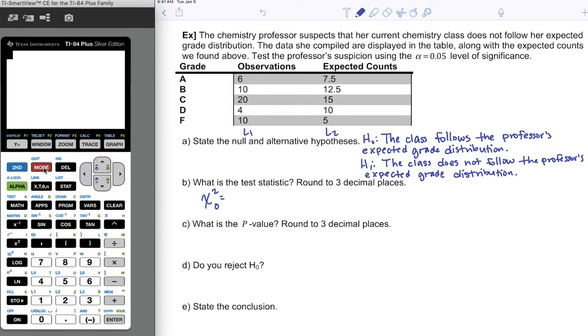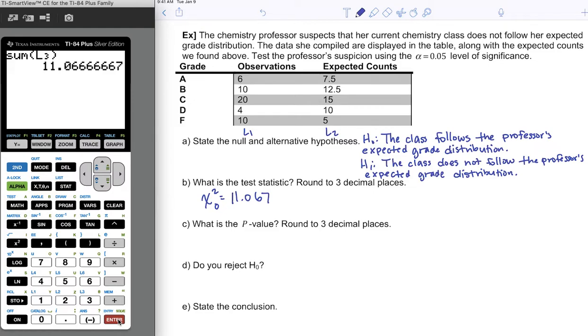So let's quit out of our lists, and we're going to go to the sum function. So second, stat, and then go across to where it says math, and we want number 5, sum. Sum always refers to addition, and then we just tell it, okay, add up all the values in L3. And here it is. So let's write this down. It's about 11.067. So that is our chi-square naught value, our test statistic.